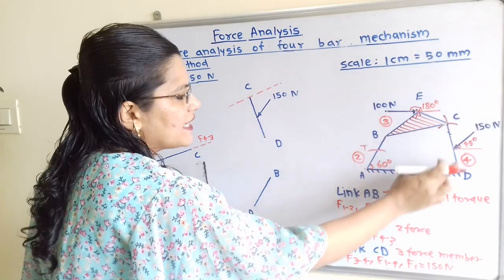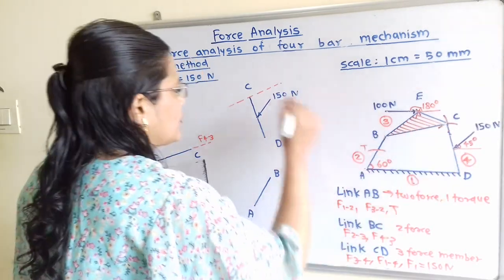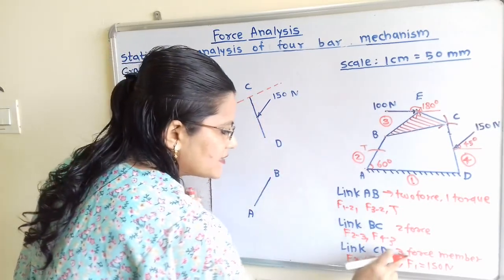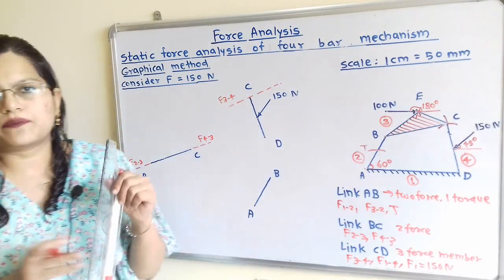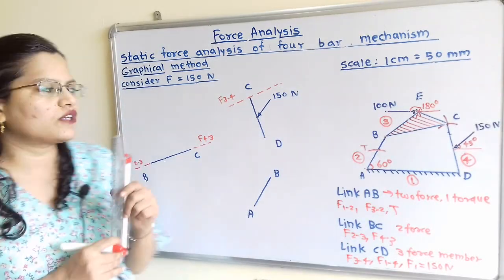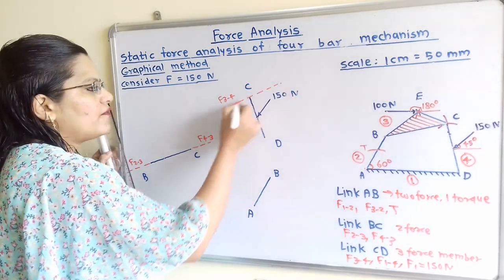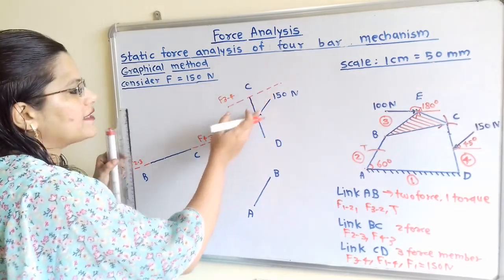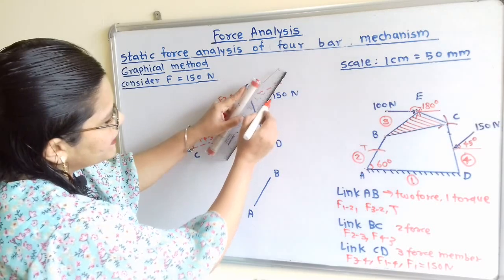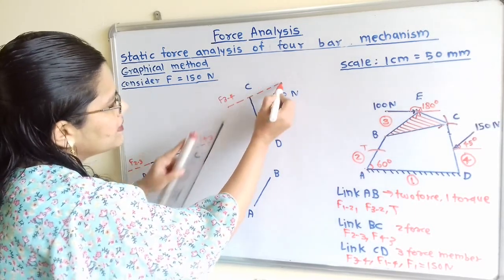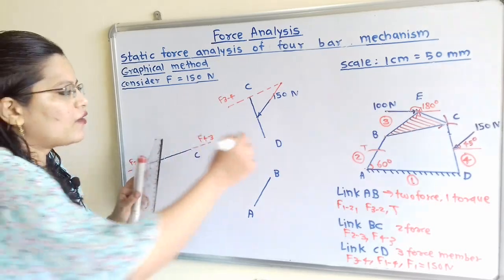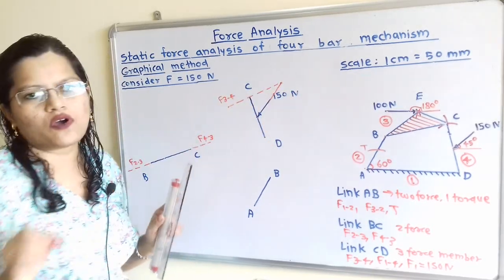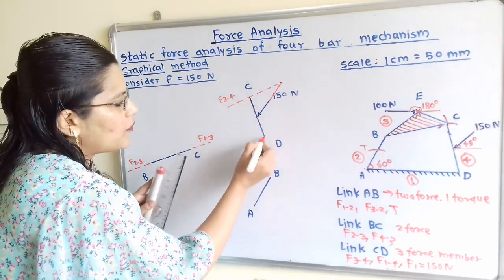Which force is getting applied through this point C? F of 3 to 4. So I will say F of 3 to 4. Now link CD is a 3 force member. That means there should be a concurrent point. Now how to find the concurrent point? This is the line of action of force F of 3 to 4, and this is the second force. We have to join these two forces, and these two forces meet at this point. So this is the concurrent point. Now the line of action of the third force should pass through this concurrent point. So we will join this concurrent point and this point D.